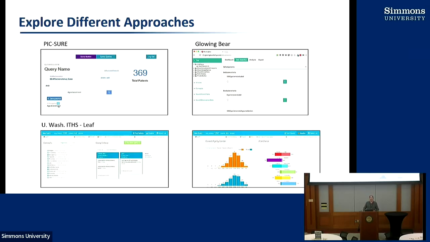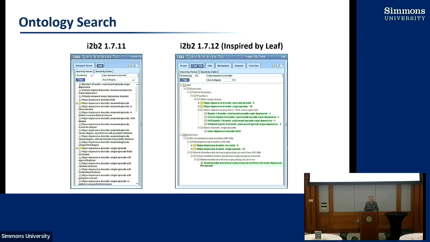So for example, early on in the working group a couple of years ago, we looked at some other programs like Picture, Glowing Bear, University of Washington's Leaf application. Again, these all do things slightly differently. This vertical query builder in Glowing Bear somewhat inspired the path that led to the latest I2B2 application. Some of the simplicity of Picture people liked a lot, and guided how we did search and search results.